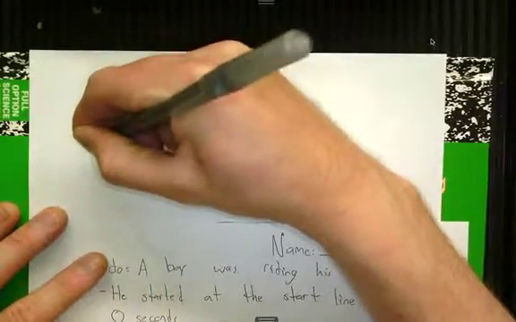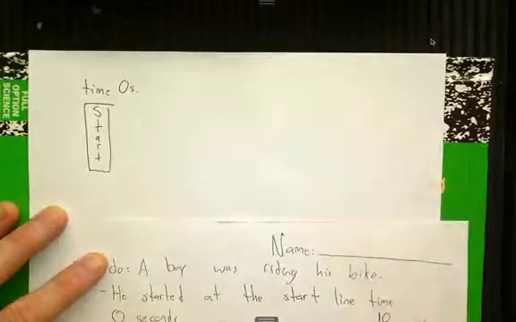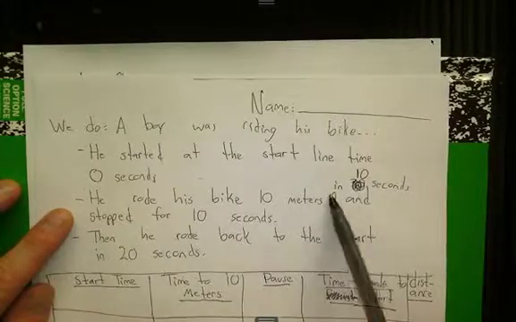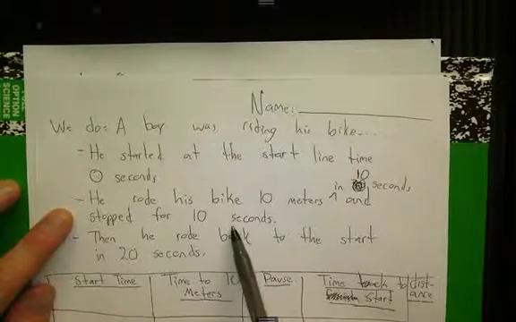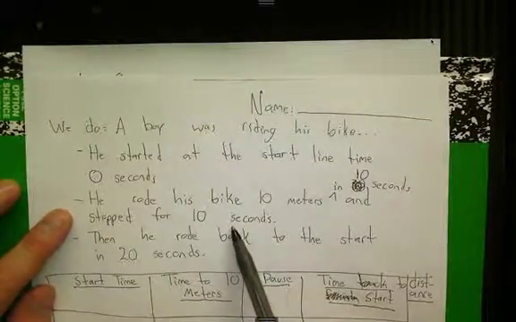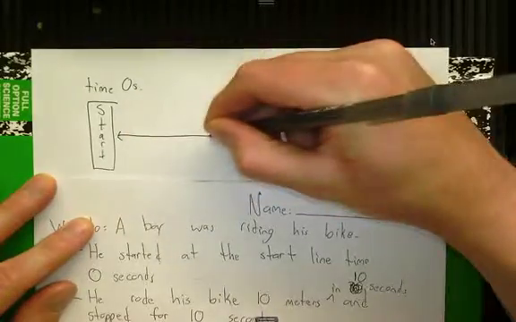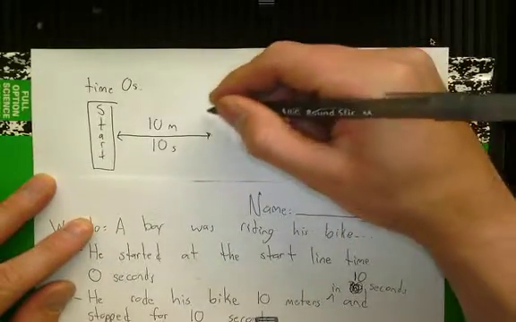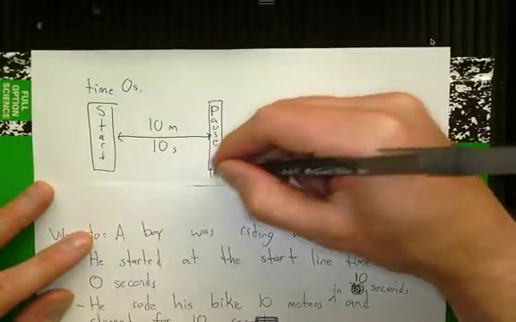So if I have a picture, I have a start line, and his time is 0 seconds. Now the boy is going to ride his bike 10 meters in 10 seconds. So I have a distance and a time measurement. Then he stopped for 10 seconds. Just like you, at the midpoint, you stopped and counted for your pause. That's what this boy is doing. He gets to this point, which is 10 meters away, and he takes a pause for 10 seconds.